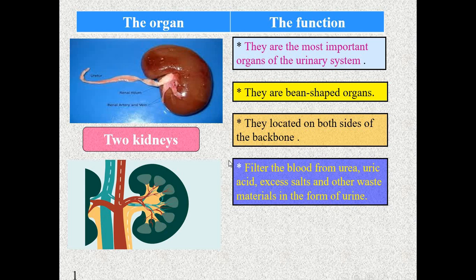And what is the function of the kidney? It does all the urinary system function: it filters blood of urea, uric acid, excess salt, and other waste material in the form of urine. Urine, the pee, when you go to the toilet. This urine contains excess salt, uric acid, urea, and other waste material.